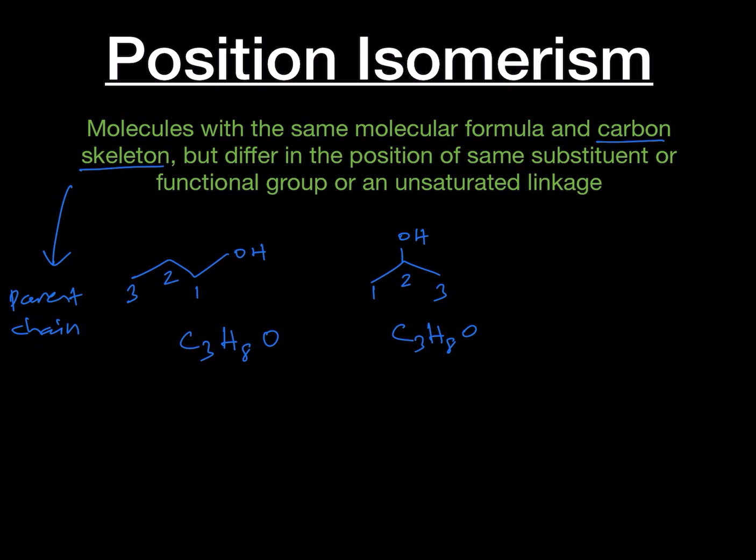The difference is the OH group attachment. In 2 propanol it is attached at 2 position. In 1 propanol it is attached at 1 position. That's the only difference. So the difference comes in the position of the functional group here in this case, and therefore these two molecules are position isomers. Okay, these two molecules are position isomers.